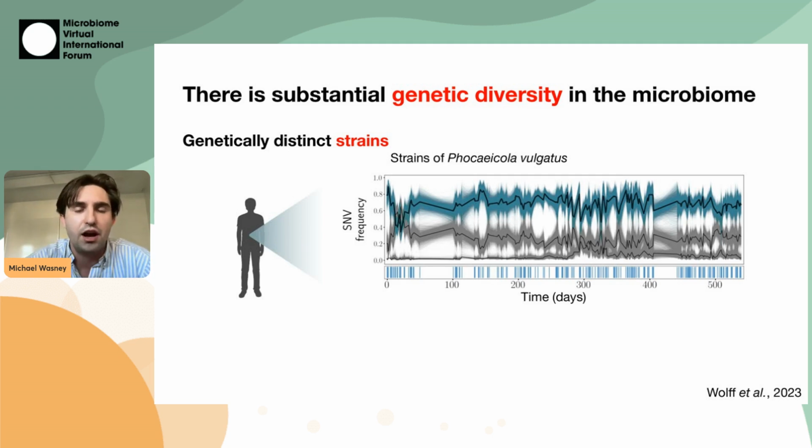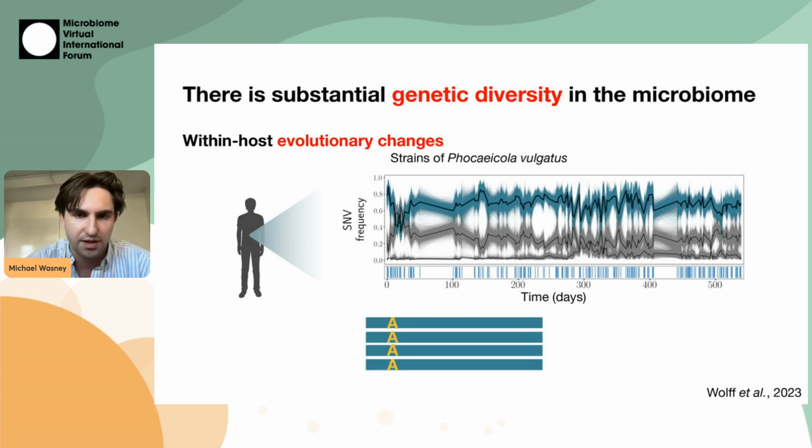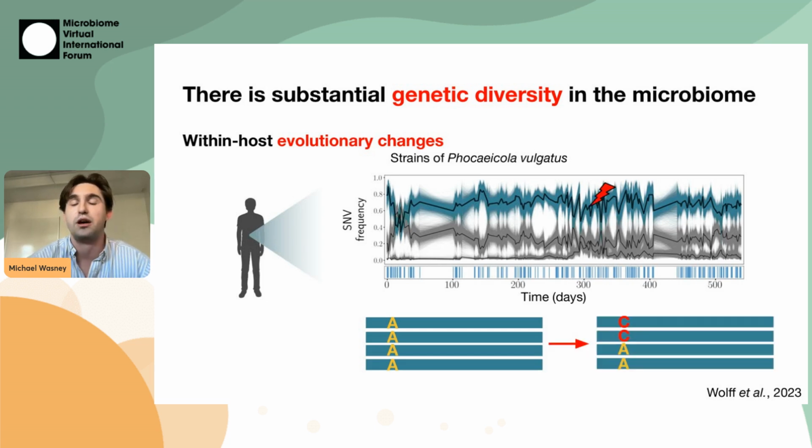In addition, on individual strains, we see genetic variation occurring through within-host evolution. So if we were to focus on one population, say the teal population of bacteria, we might see individual nucleotides actually arise through mutation and rise to intermediate or high frequency over time.